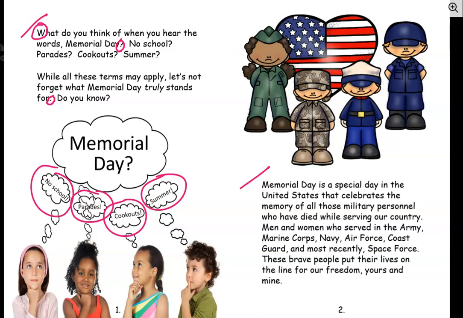Memorial Day is a special day in the United States that celebrates the memory of all those military personnel who have died while serving our country. Men and women who served in the Army, Marine Corps, Navy, Air Force, Coast Guard, and most recently, Space Force. These brave people put their lives on the line for our freedom, yours and mine. So it says Memorial Day is a special day in the United States that celebrates the memory of all those military personnel who have died while serving for our country.